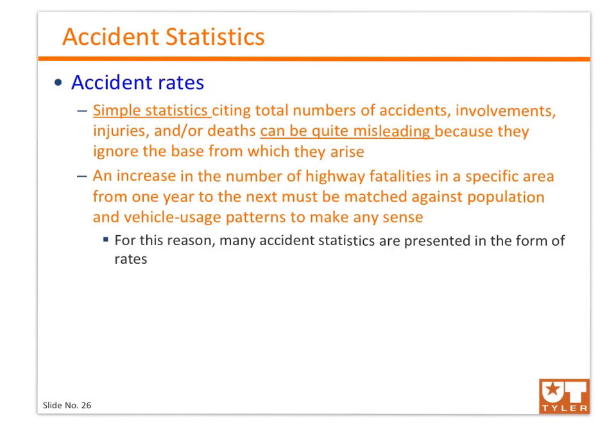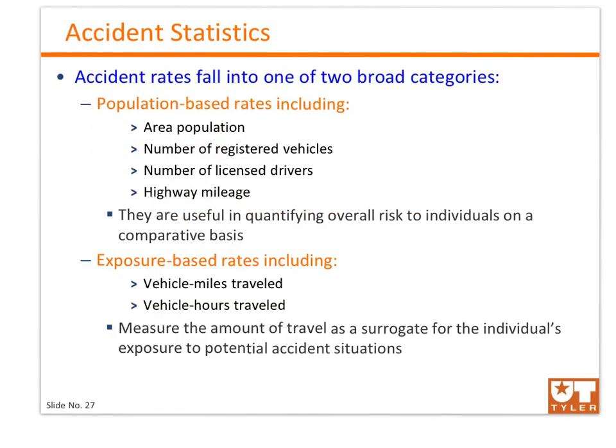For this reason, many accident statistics, as you would see in different textbooks, are presented in the form of rates. So what are those types of rate? The very first type of rate that we use in accident statistics is population-based rates, and those include area population. As I said, if you have a certain amount of fatalities, you divide those by the area population, and that again will tell you how many injuries or how many fatalities we are experiencing per maybe 100,000 people.